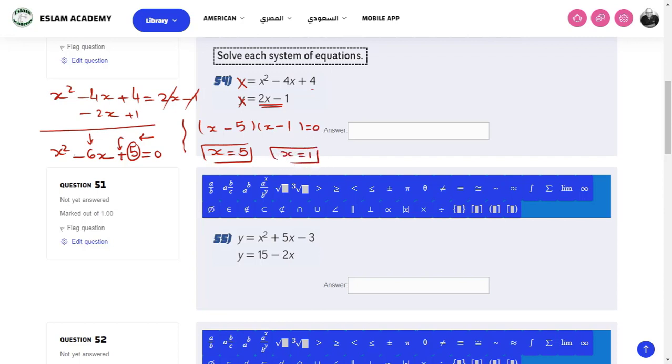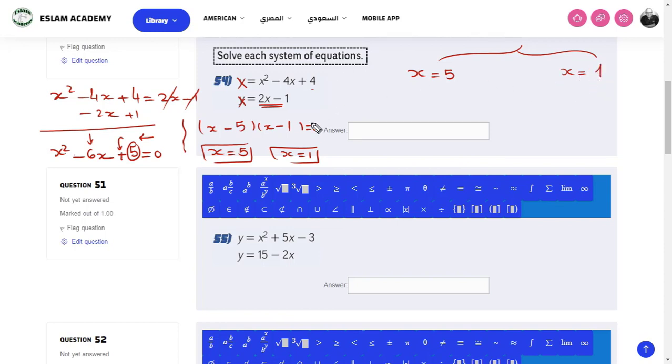Now we find the value of x. Once we have two equations, it means we have two variables. So we need to find the value of y. We can find the value of y when x equals 5, or we can find the value of y when x equals 1.